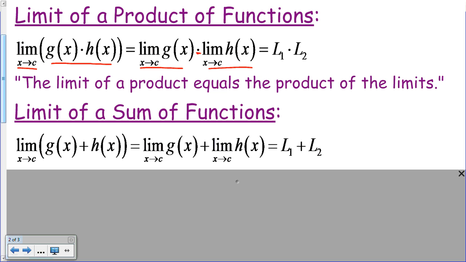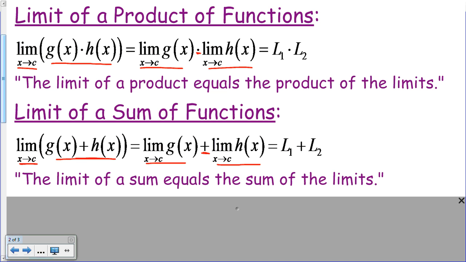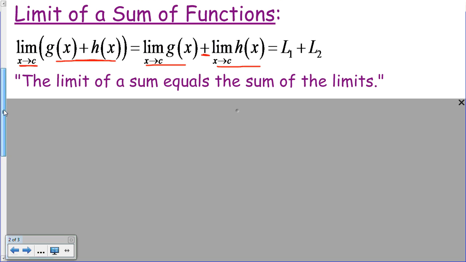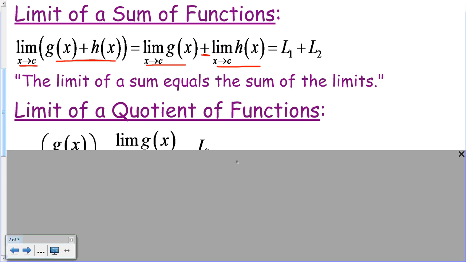So again, I'm taking the limit of a sum of these two functions, g and h, and I can rewrite that as the sum of the two individual limits, the limit of g and the limit of h. Another way to read that off, similar to the verbiage we just set up, is: the limit of a sum equals the sum of the limits. All right, let's take a look at the next property.